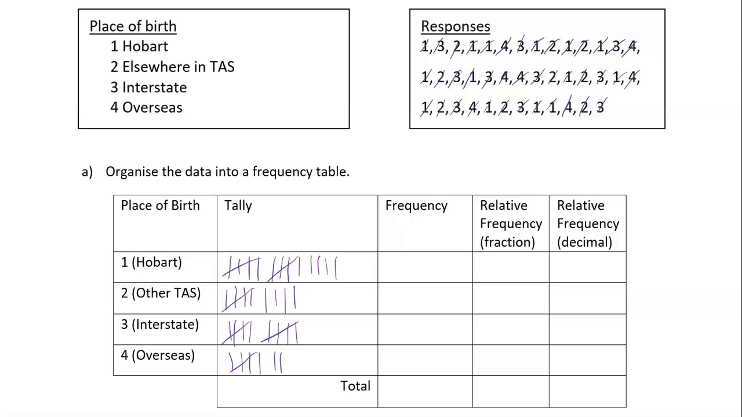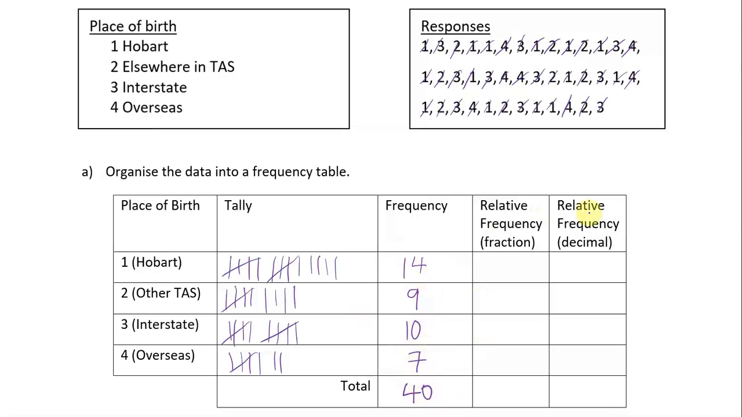I've finished tallying up all of that data into the tally column, and now we can fill in the frequency column. We have 14 people born in Hobart. We have 9 people born other places in Tasmania, 10 people born interstate, and 7 people born overseas. We can calculate the total of all of those frequencies. 14 plus 9 is 23, 33, and that gives us 40, which makes sense because 40 people were interviewed.